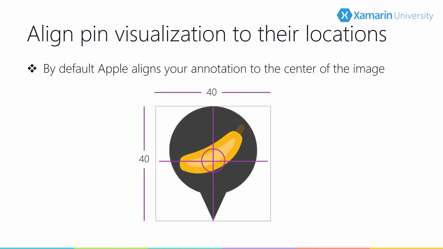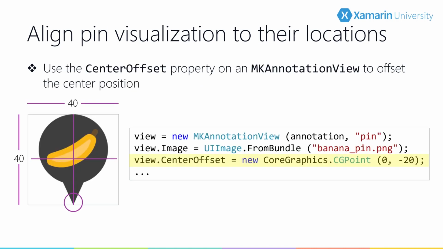By default, iOS aligns annotations to the center of the view. You can adjust the point of view location in relation to your image by setting the CenterOffset property on the MKAnnotationView. In this example, we're moving the center position 20 points in the Y direction. Now, when the map renders the annotation, the bottom center of the image will correctly align with our point of interest on the map.